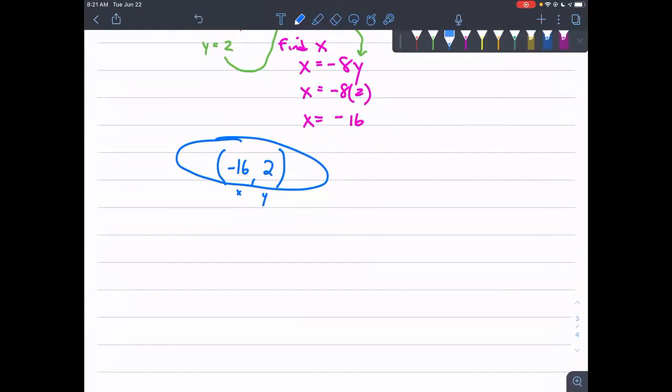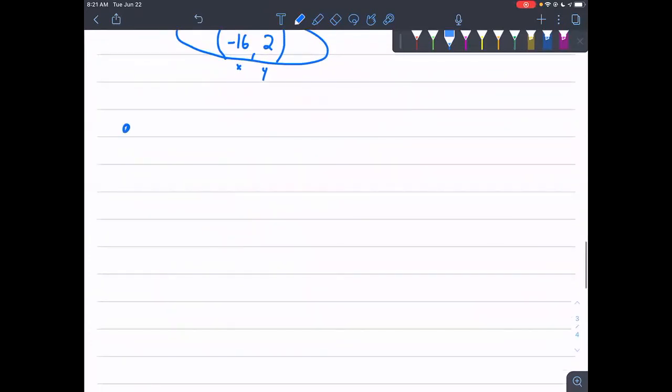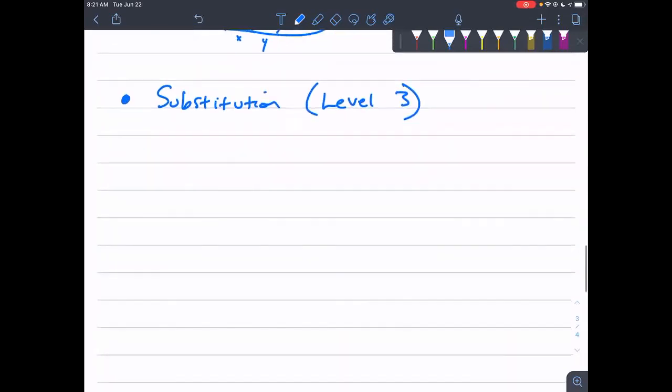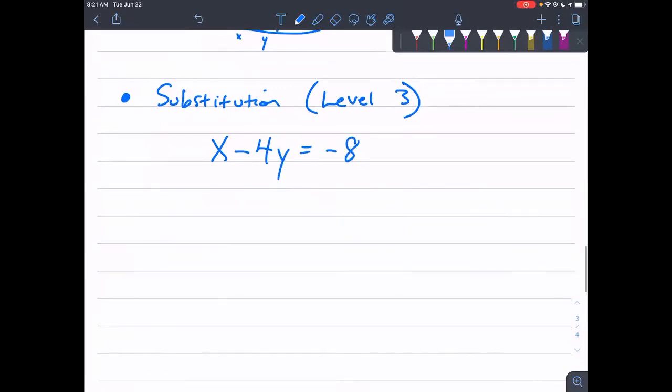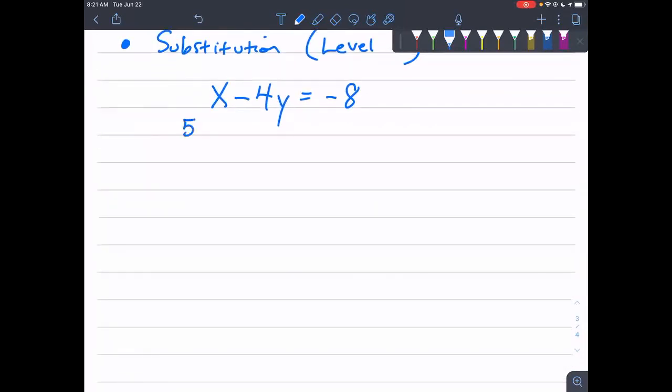Okay, we'll do one more of these and then I'll let you guys work. So this is substitution level 3. X minus 4y equals negative 8, and 5y minus 1 equals x.